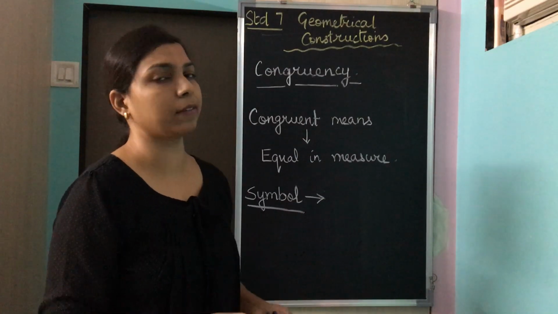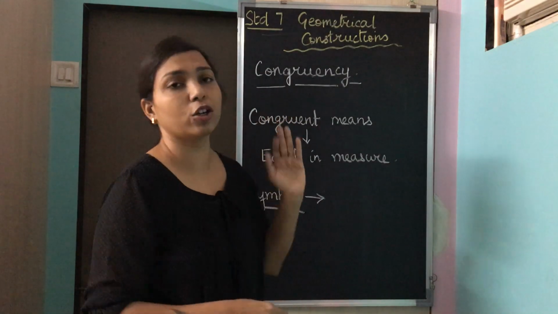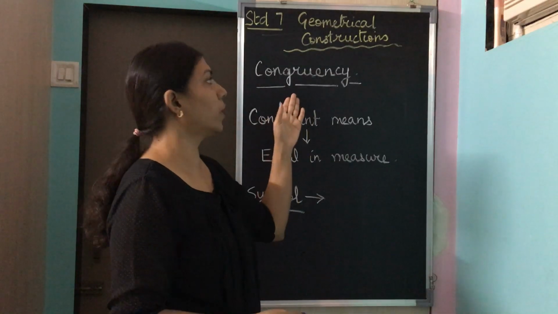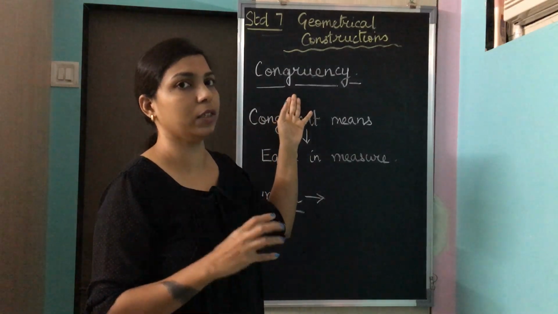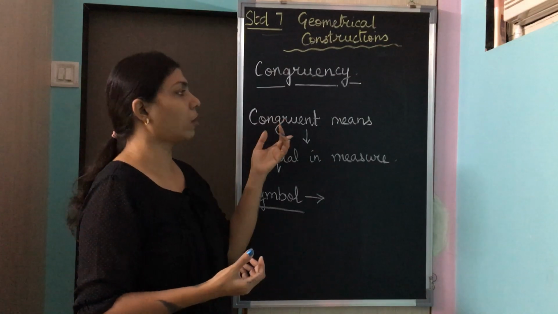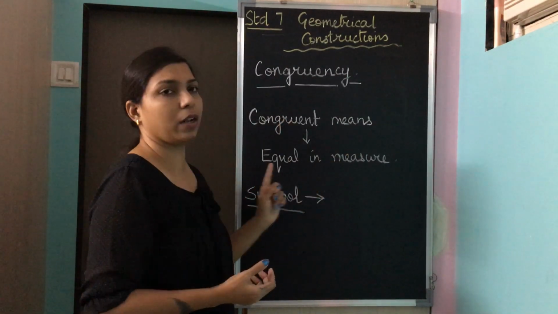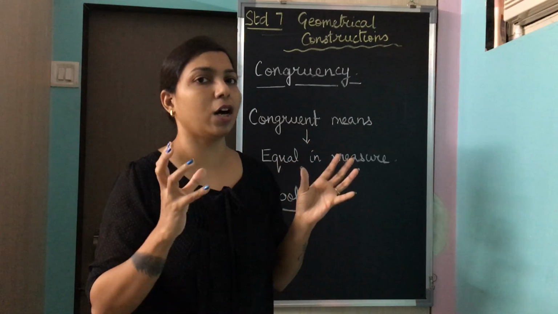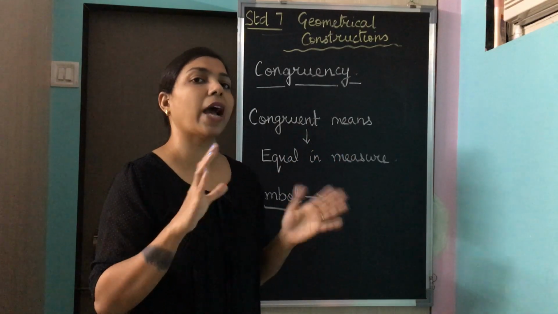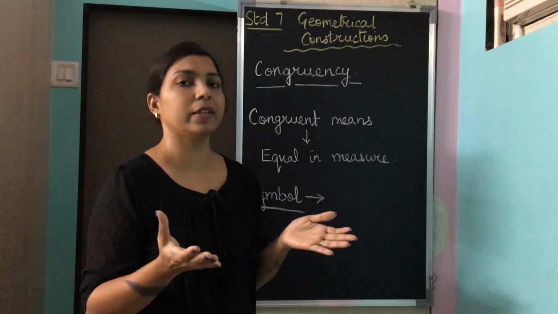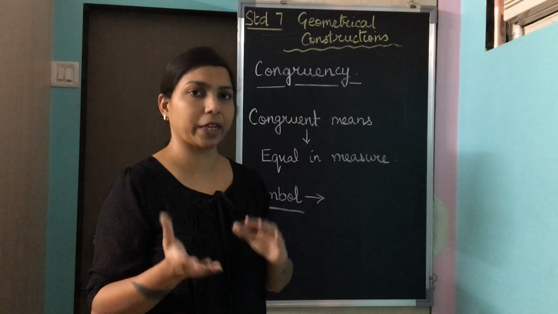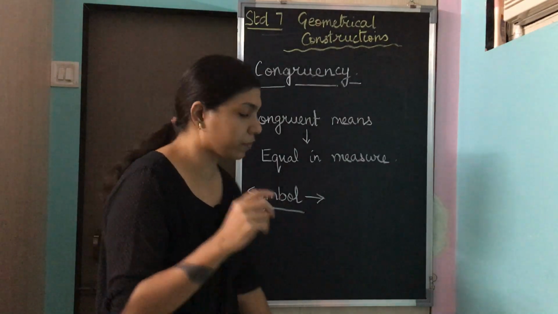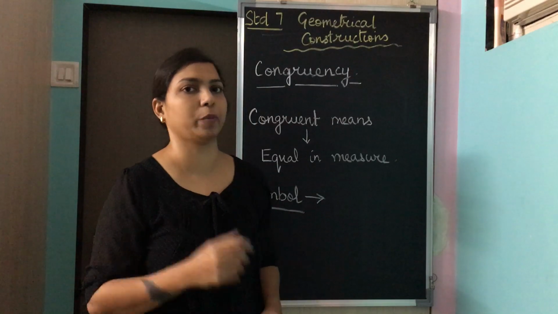Now we move on to the next part of this chapter, which is congruency. Okay. Now what is the meaning of this word congruency or the word congruent? The word congruent means equal in measurement. When you have two geometrical figures which are having the same measurement, then we can say that those two figures are congruent to each other. Okay? They are of the same measurement, equal measurement.